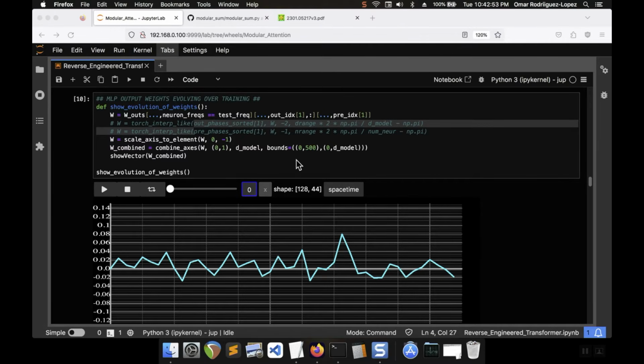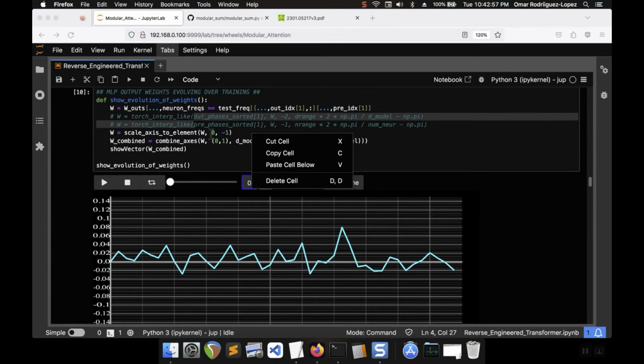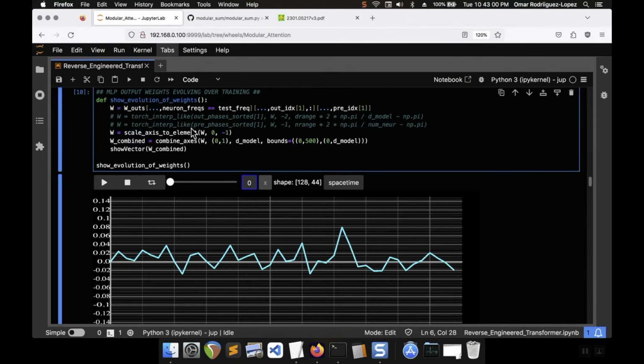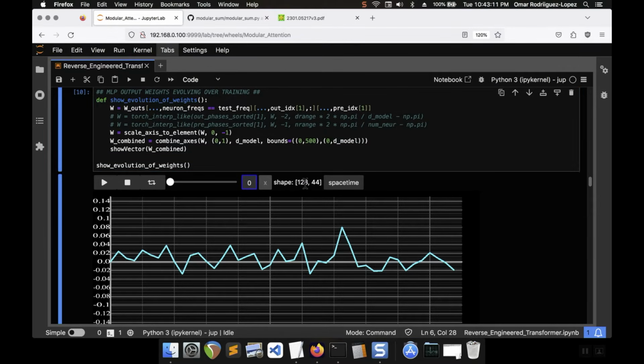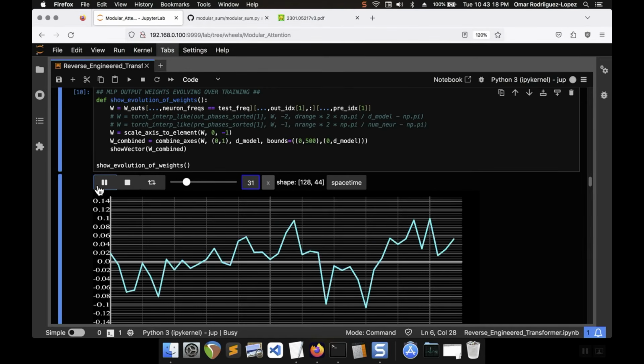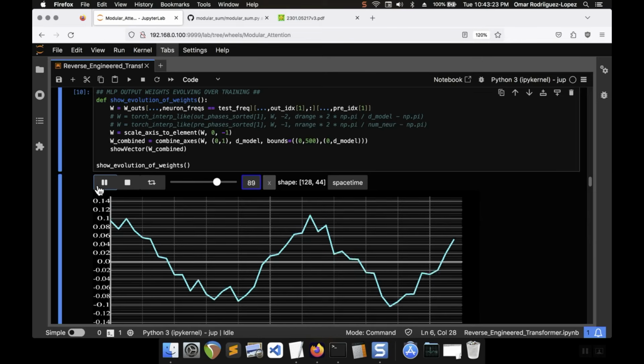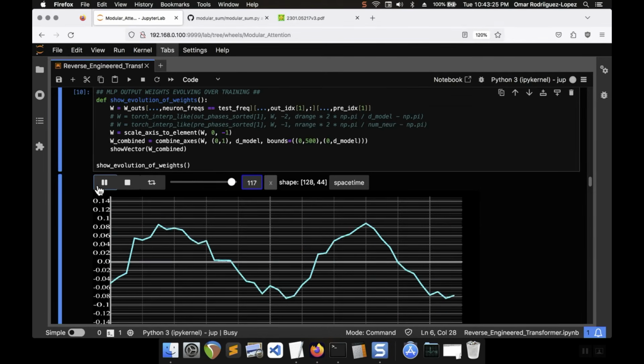So here are the weights again through training. This is over the output phase axis. These are showing the neuron weights this time. And these are over the output weight axis, but the training axis will also evolve through the animation of this. So you can see it gradually forms into that cosine.